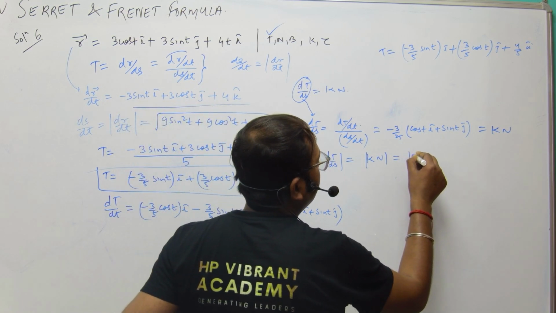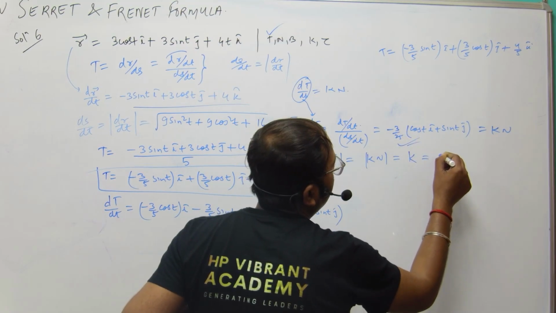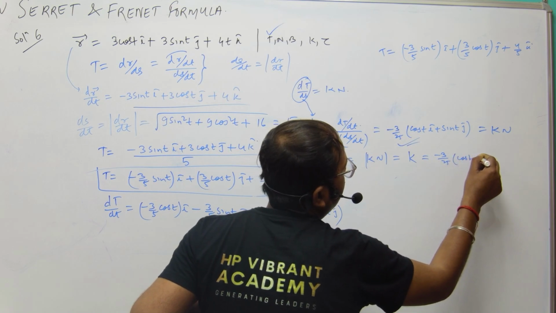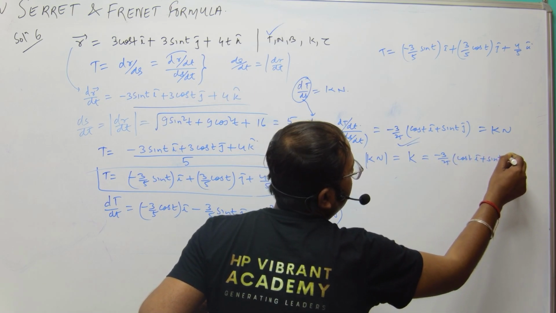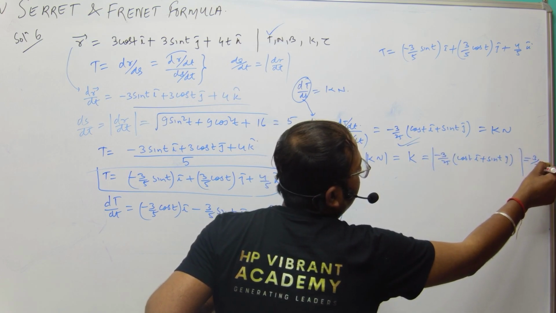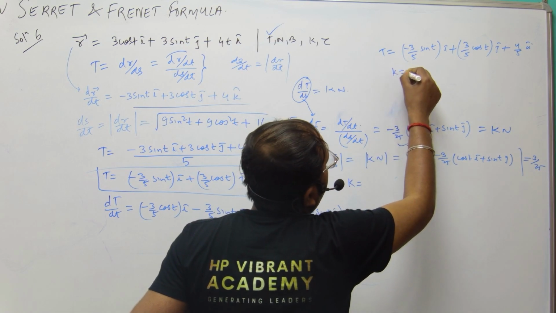This will be equal to, let us take the modulus of this. This will be equal to minus 3 upon 25 cos t i cap plus sin t j, modulus of this. This will be equal to 3 upon 20. We have kappa is equal to 3 upon 20.